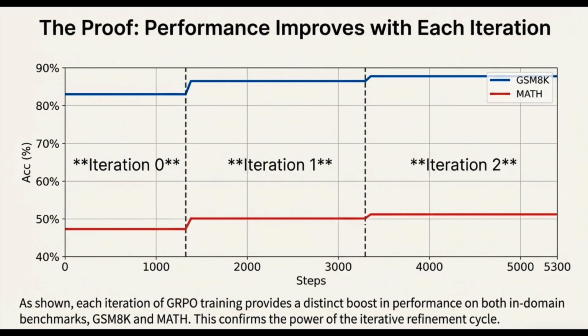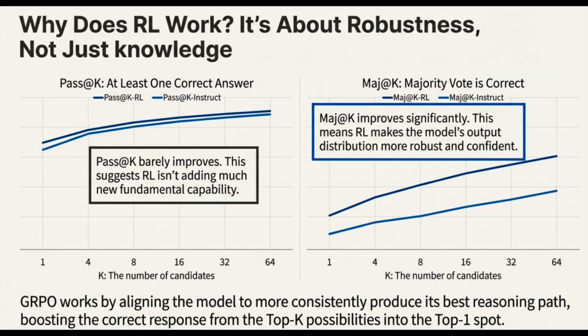So let's get to the fundamental question. Does this actually make the model smarter? Does RL make it more capable? When you look at Pass@K, the model's raw ability to find at least one correct answer in K tries, it barely budged. And this might be the single most important insight from the whole paper. GRPO does not significantly increase the model's fundamental capability to find a correct answer. It's not teaching it new math.